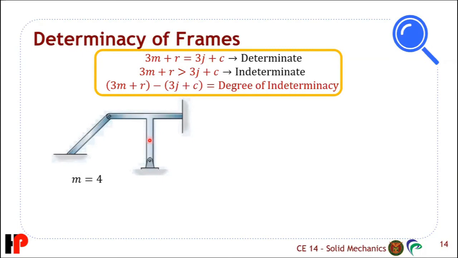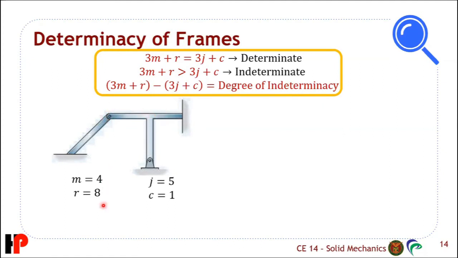Now, the number of joints, the number of reactions: tatlo kay fix, dalawa kay pin. So 3, 6, 8. So R is 8. Now, the number of joints, so 1, 2, 3, 4, 5. So J is 5. And then the number of internal conditions, C, is equal to 1. So dun lang may pin, kasi ito, rigid connection yan. So hindi siya pin connection.